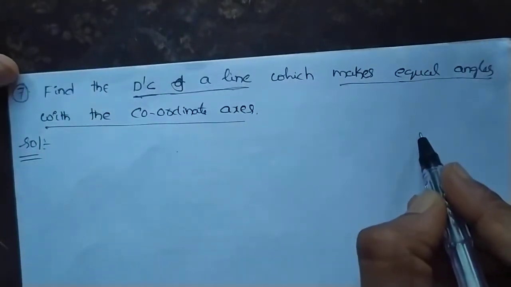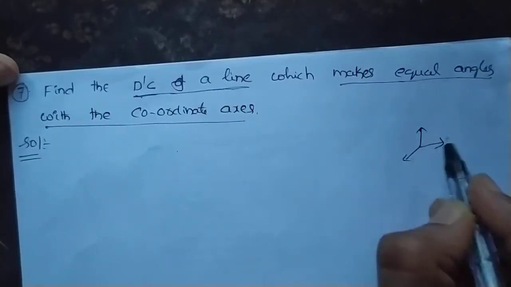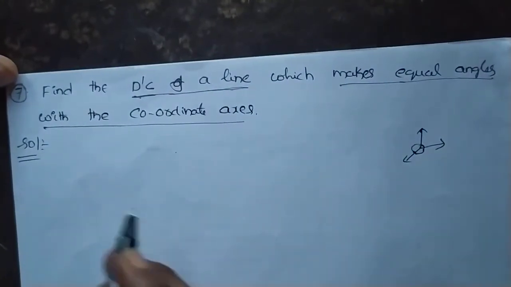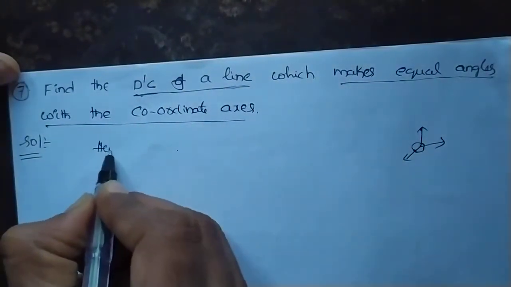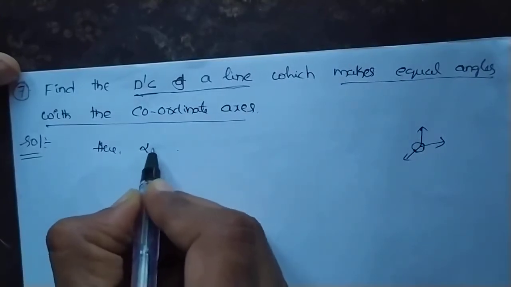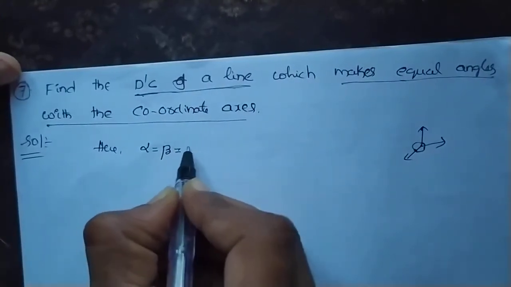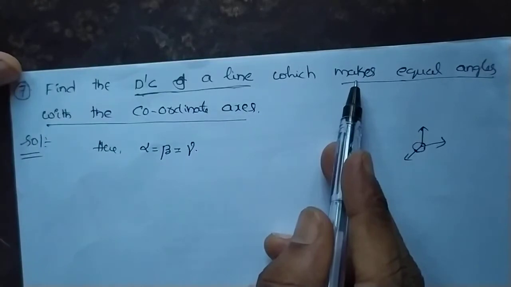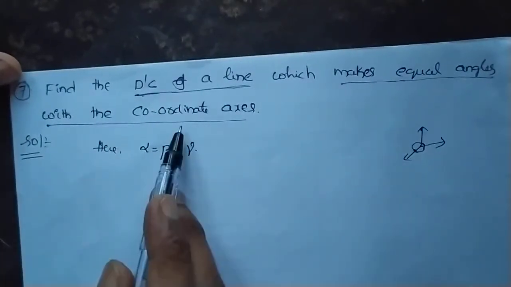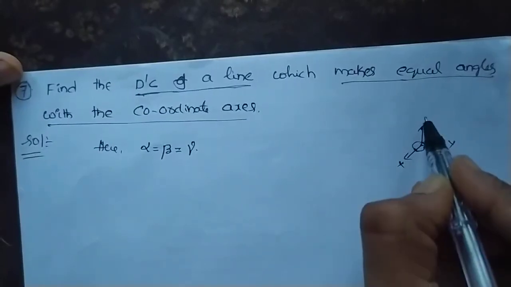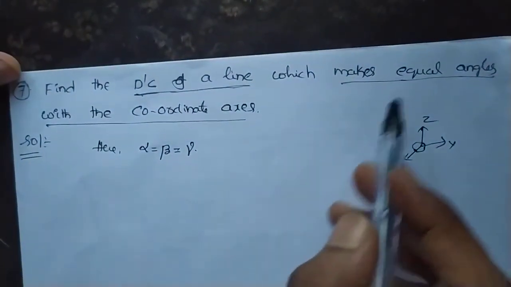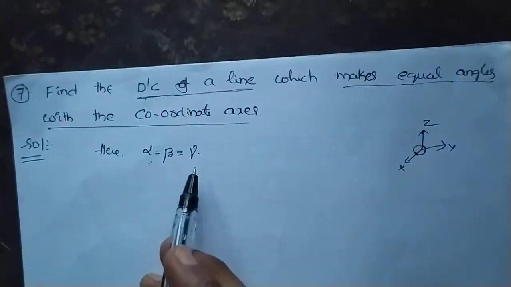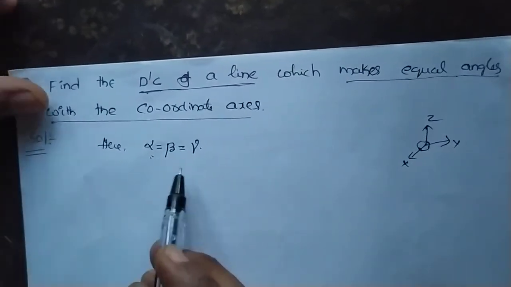We have to find the direction cosines of a line which makes equal angles. That means the angles are equal: alpha equals beta equals gamma, because this line makes equal angles with the coordinate axes. The coordinate axes are nothing but the x, y, z axes.